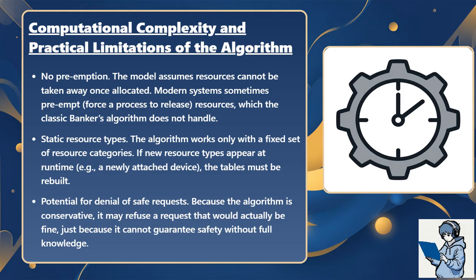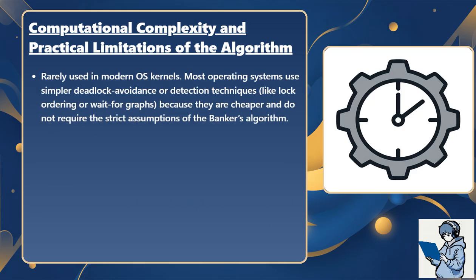Potential for denial of safe requests. Because the algorithm is conservative, it may refuse a request that would actually be fine, just because it cannot guarantee safety without full knowledge. Rarely used in modern operating system kernels. Most operating systems use simpler deadlock avoidance or detection techniques, like lock ordering or wait-for graphs, because they are cheaper and do not require the strict assumptions of the banker's algorithm.